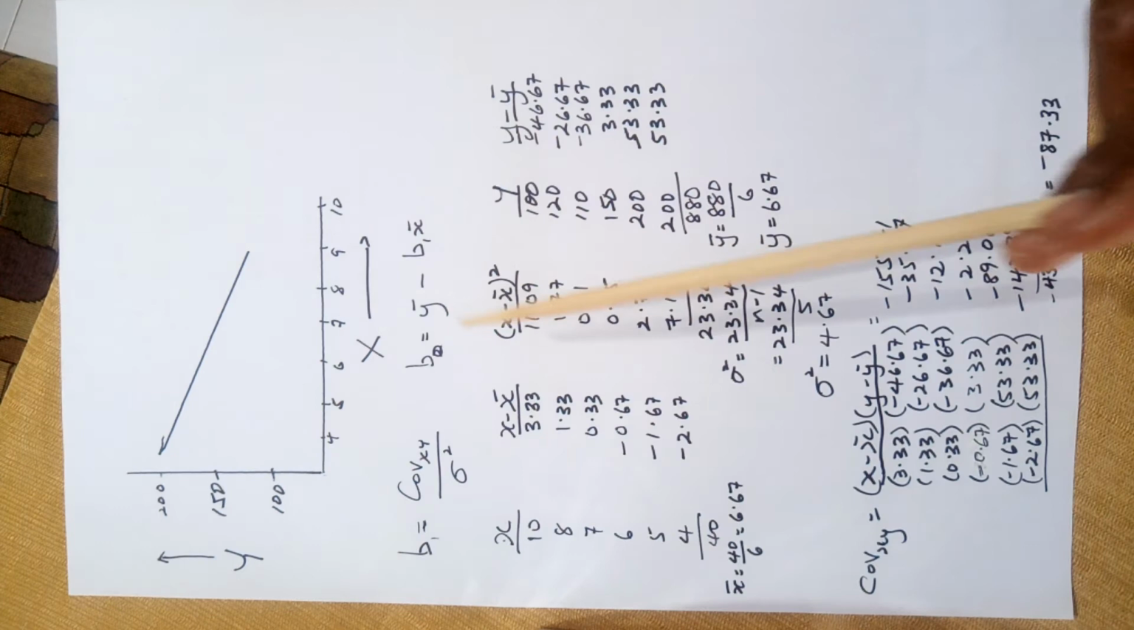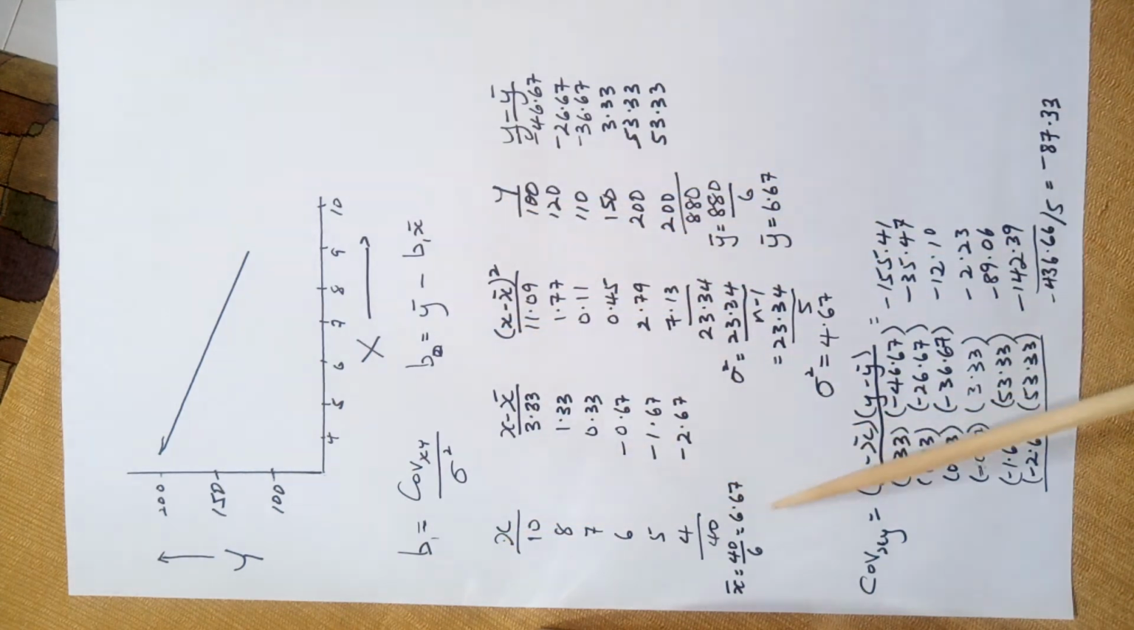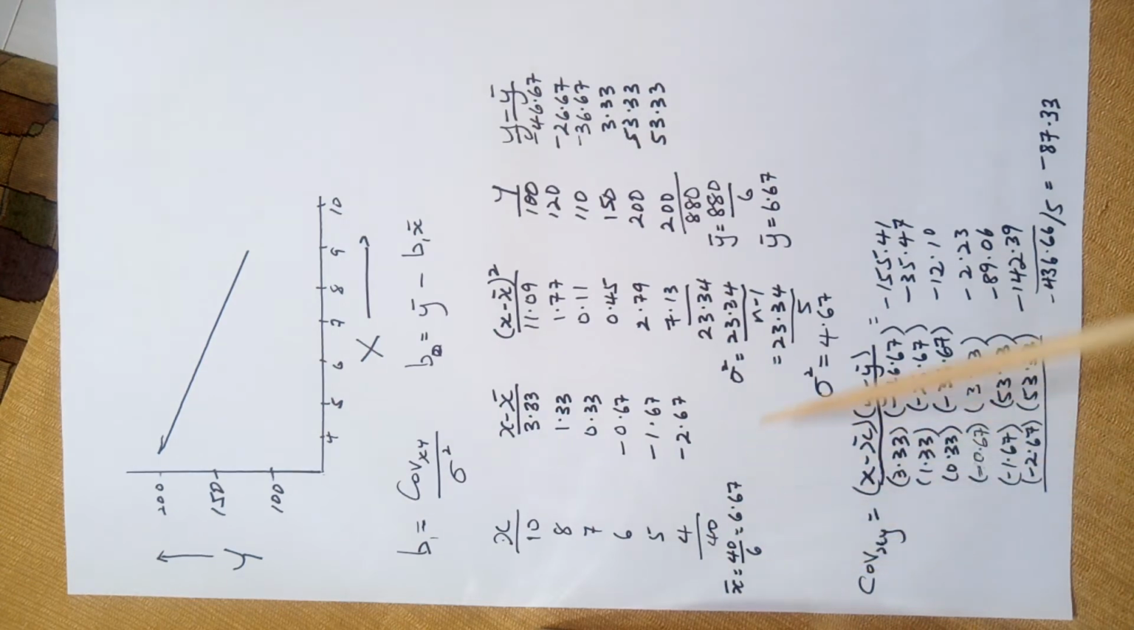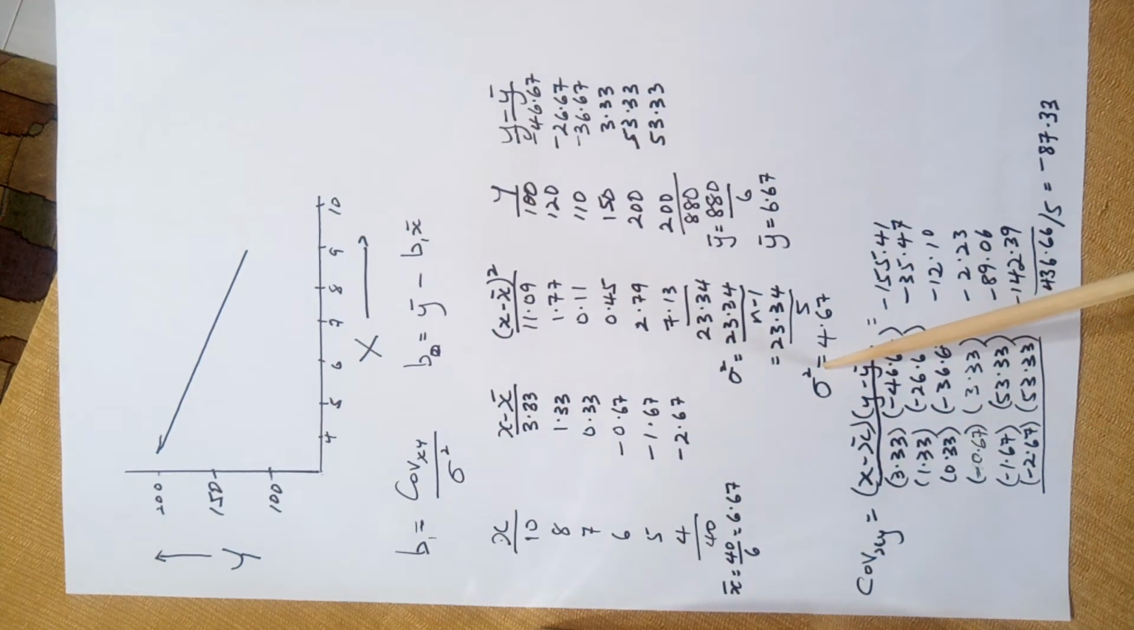Y bar is found in the same way as we found x bar. Simply add up the y's, divide by n. For average, simple average, we divide by n. We get this one. So we have y bar, we have x bar, we have variance x.